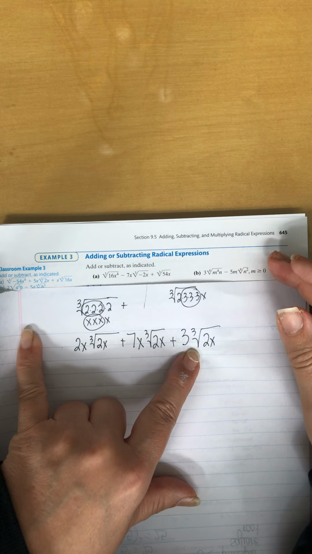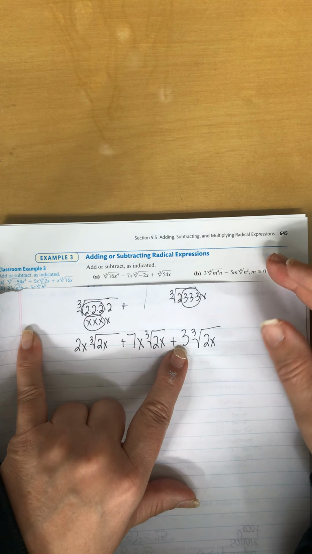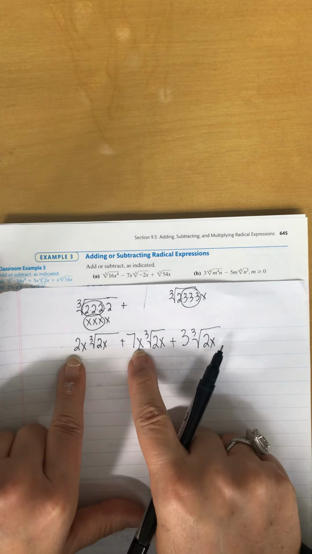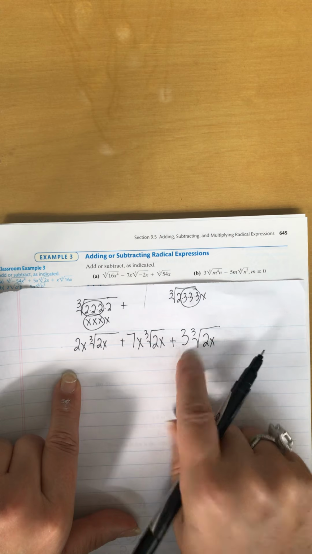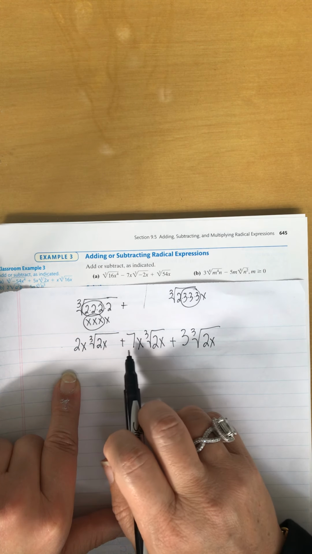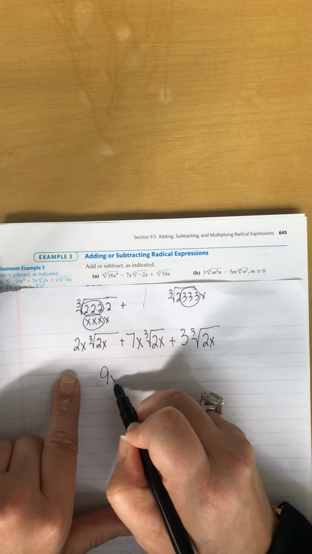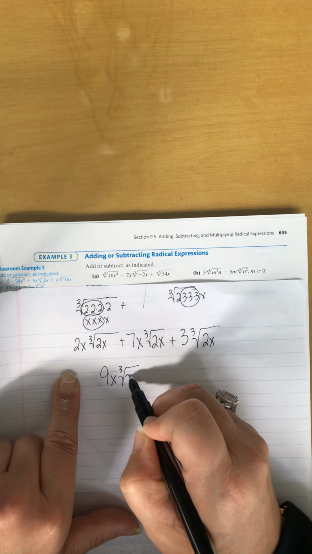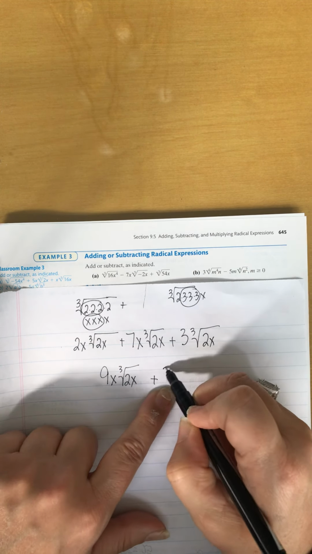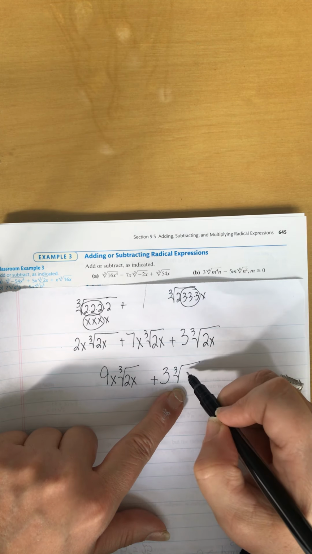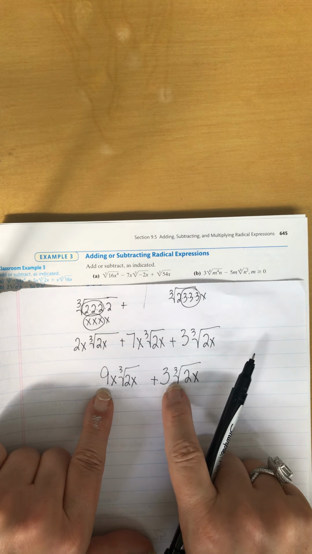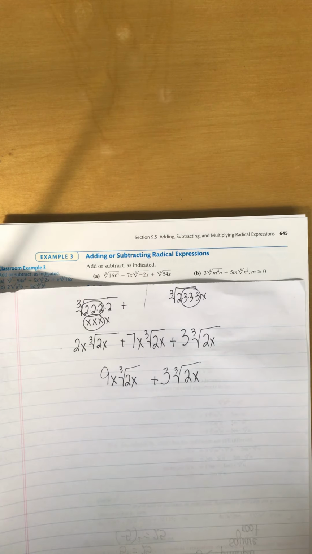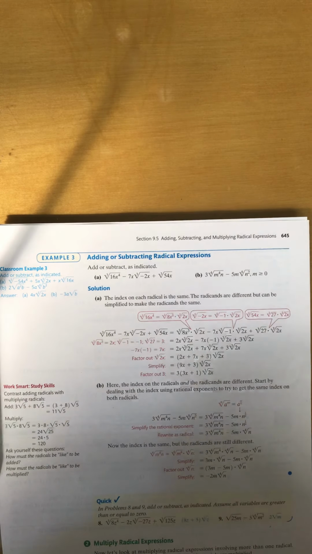Now, in this problem, when I combine, these two are like terms. This one's not. This doesn't have an x here. So 2x plus 7x is 9x cube root 2x. And then this would just be 3 cube root 2x. I cannot combine these two because this does not have an x. Just leave it like that. Okay? We're not going to do the factoring out right now.